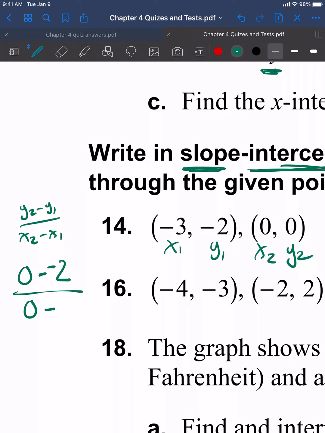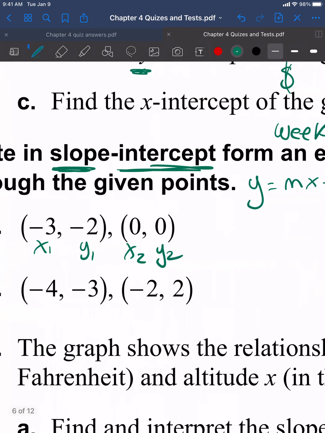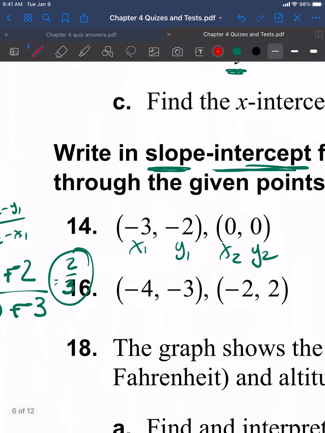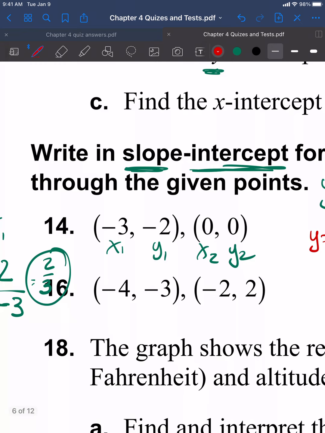Negative 3. Okay, so this would be actually plus, and this would be actually a plus, right? What's 0 plus 2? 2. 0 plus 3? 3. What's my slope? 2/3. Okay, so far, out of my y equals mx plus b equation, I have y equals 2/3 x. What am I missing? The y-intercept. How can I now find the y-intercept with these 2 points?